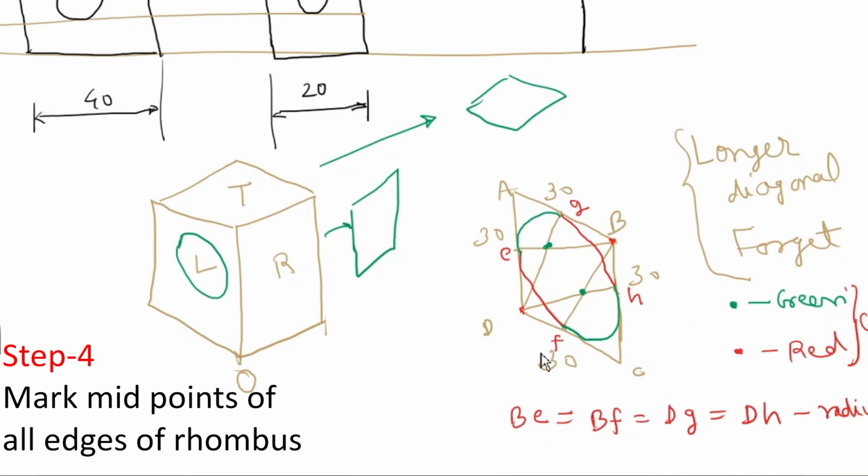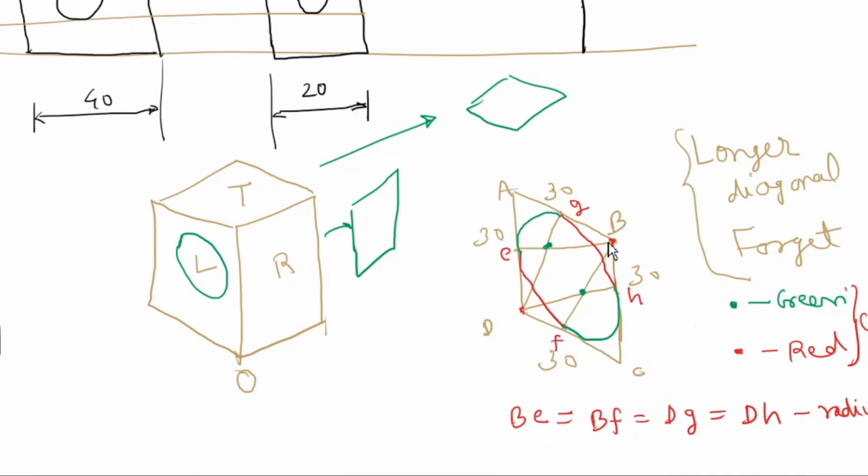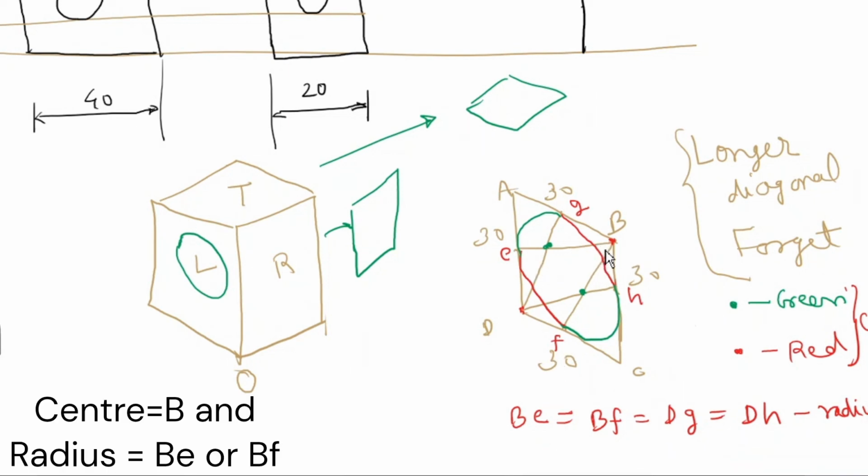So we got 4 midpoints. Now we got 2 corners. So with this point as center, B, and radius equal to the 2 lines which are passing from B. Which are the 2 lines passing from B? BE and BF. Okay, so these are the 2 lines passing from B. So with B as center, draw an arc.